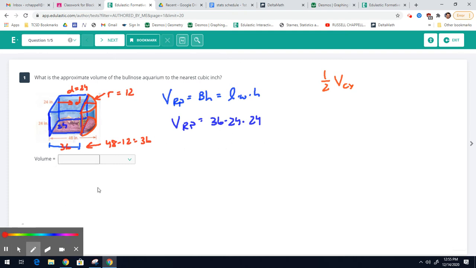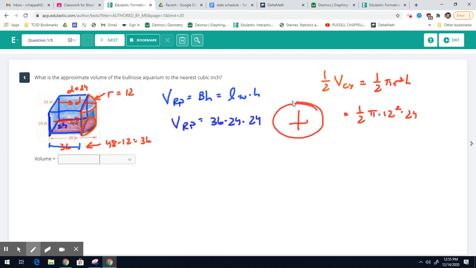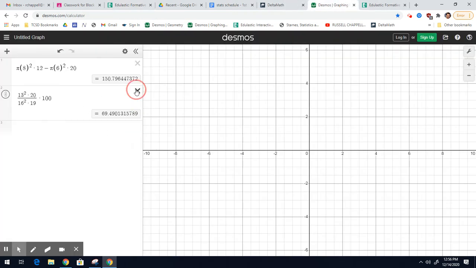All right, now what about the volume of the half cylinder? Well, that's going to be half pi r squared h, right? So half the volume of the cylinder will be 1/2 pi. We just identified the radius as 12 squared, and the height is the distance between these two half circle bases, which would be that 24. And we're going to take these two and add them together, and that's going to be our final answer. So let's go do that in Desmos Graphing Calculator.